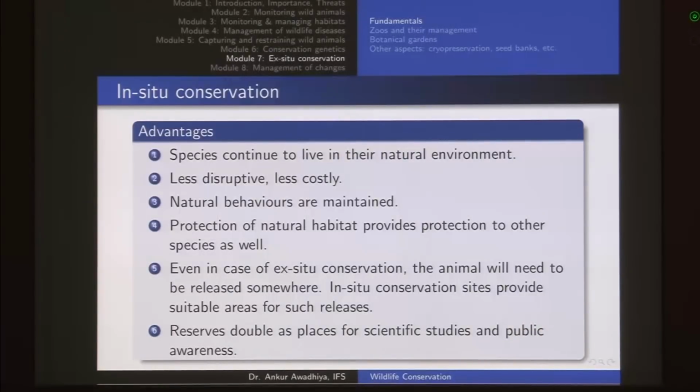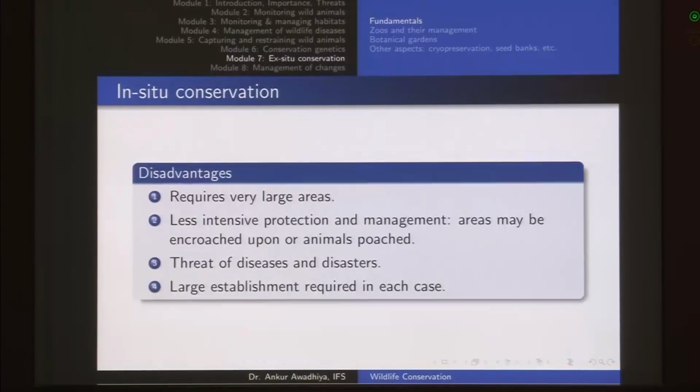So for instance, what is the natural behavior of a tiger, or what is the natural behavior of say a deer, and then what are the interactions between deer and different other species. So in one of our earlier lectures we looked at the interaction between cheetal and the langurs. Now this langur and cheetal association could only be observed in one of the in situ conservation facilities such as a tiger reserve. But then in situ conservation also has some disadvantages.